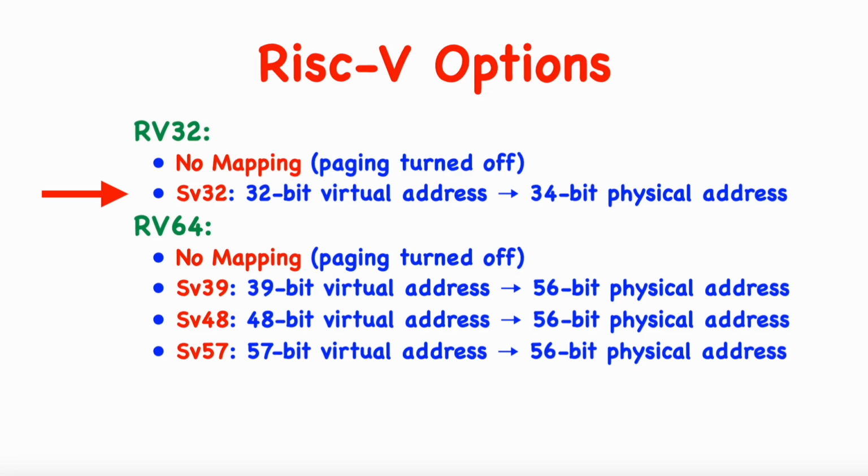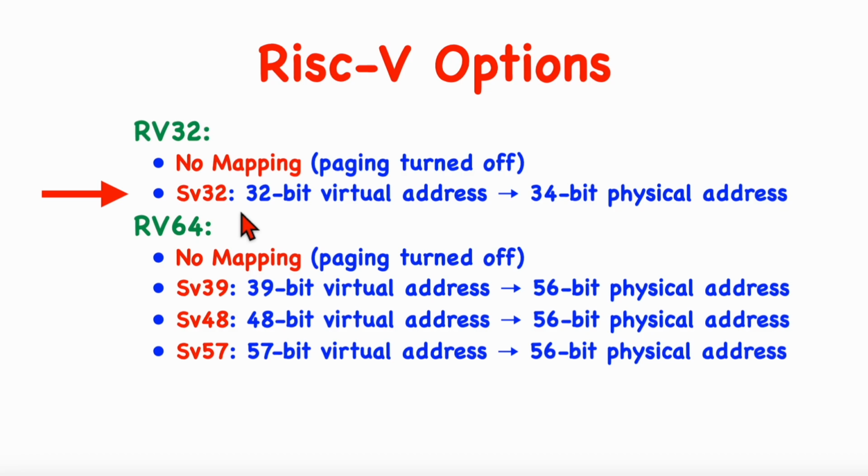RISC-V describes a number of paging schemes called Sv32, Sv39, Sv48, and Sv57. With 32-bit machines, there's only Sv32. A given 32-bit core may or may not implement Sv32, so paging might be hardwired to off for simple cores. Now in this video, we'll spend most of our time talking about Sv32. And once you understand that, the others will be pretty simple to understand.